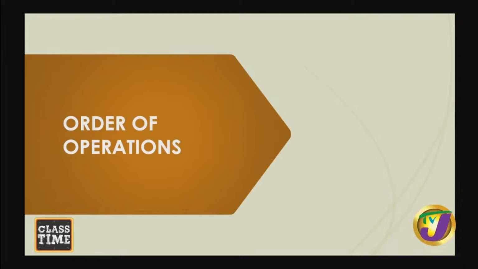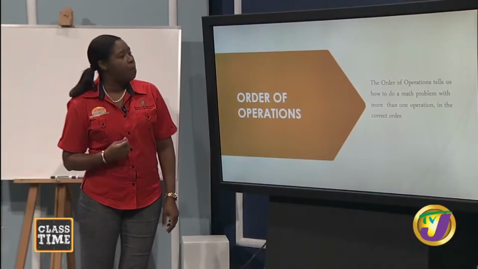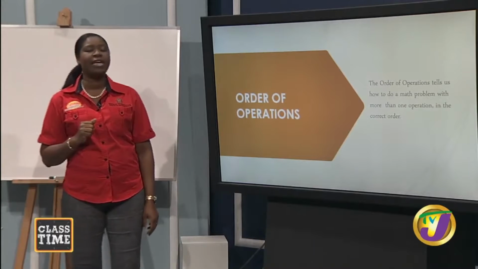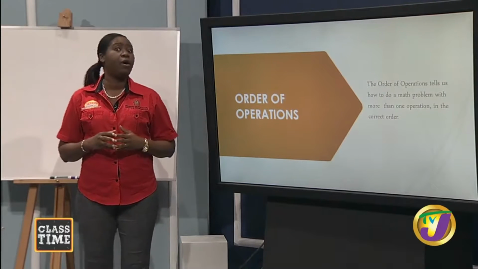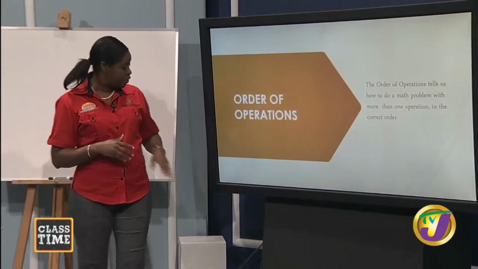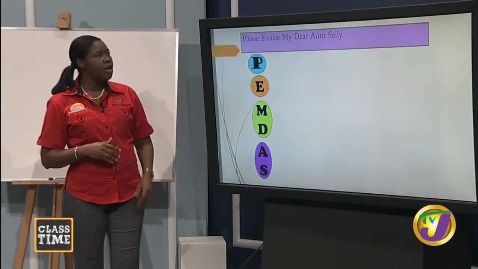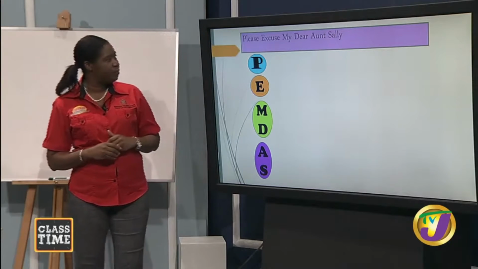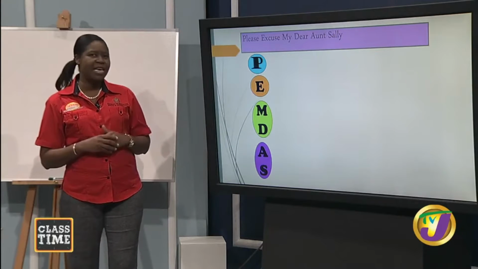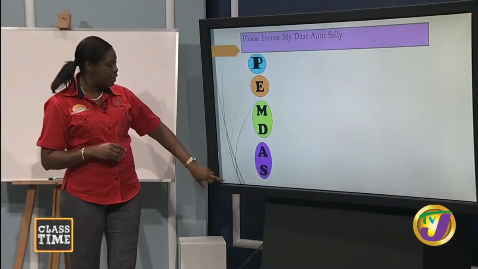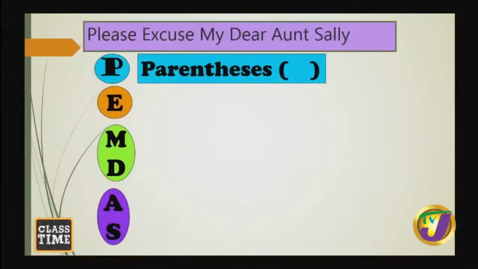Now, the order of operations tells us how to do a math problem with more than one operation in the correct order. And that is very important because if we do not follow this order, we'll all get different answers. So let's see the order that we're supposed to conduct our operations. We have heard of the acronym PEMDAS. And to make it easy for us to remember, please excuse my dear Aunt Sally. Now the P represents the parentheses, which we call brackets.